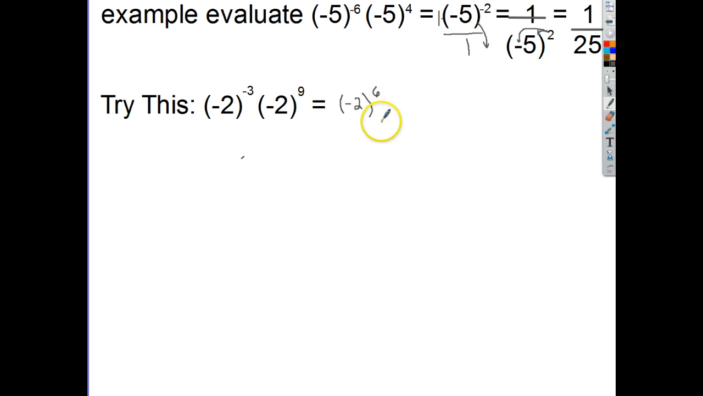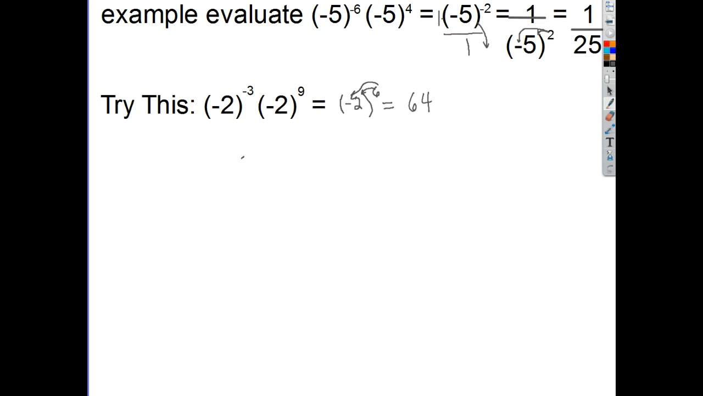Okay, it's going to have negative 2 raised to the 6th power. We have an even number of negatives, so it's going to be positive. And then when we take 2 to the 6th power, we're going to get 2 times 2 is 4, 8, 16, 32. This is going to be 64. So it's positive 64.